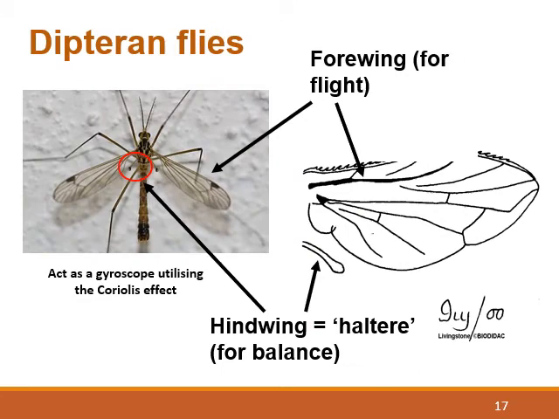You also see some other modifications of wings in different groups of insects. So for dipteran flies, the hind wing is modified and it's been reduced to this small stalk structure that we call a haltere. And this haltere acts as a balance organ during flight. So as the forewings of the insect move up and down, this haltere structure will move down and up. And this creates this gyroscopic force, utilizing the Coriolis effect, which stabilizes the insect when it's in flight.